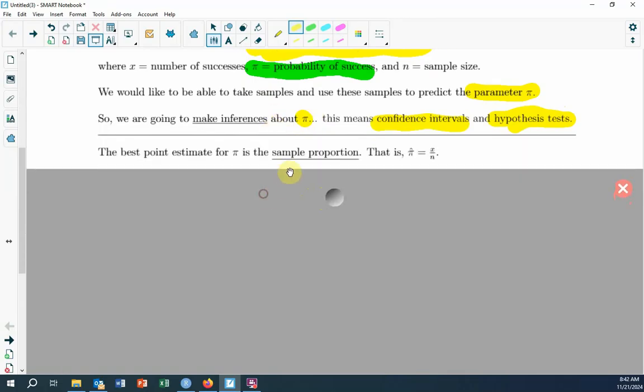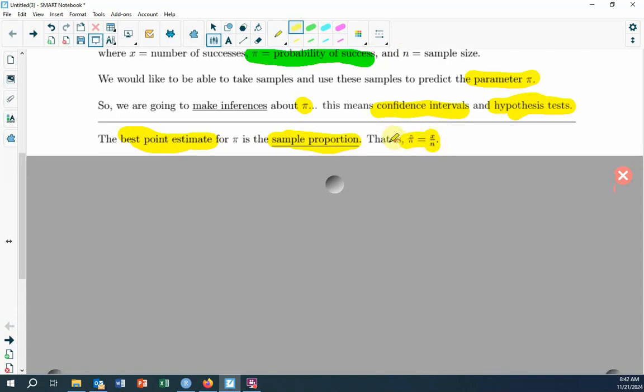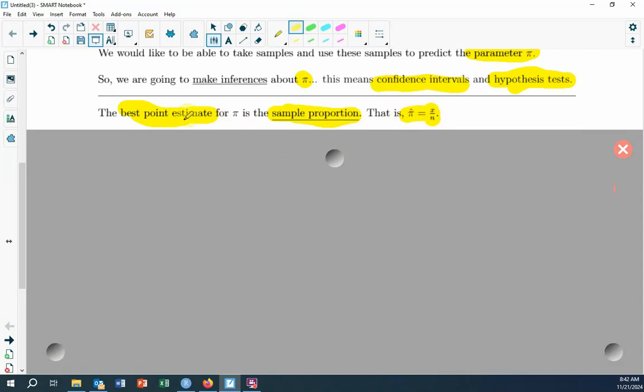Now, the good news is the best point estimate for pi is just the sample proportion. So we take a sample, we have our sample size, we see how many people have the trait we want, how many people said yes, how many people said they have the disease, how many people had success, and we just divide those to get a sample proportion. We're going to call that pi hat. That's our sample one, that's our estimate.